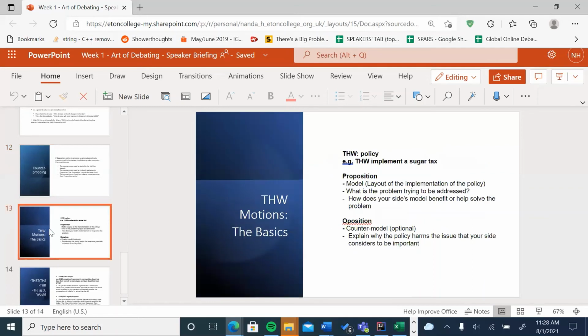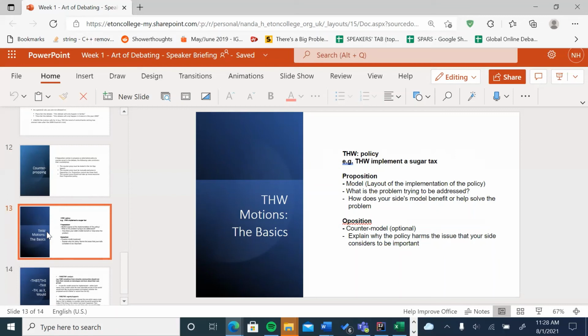So the final thing I'll just discuss is the types of motions. There's a few types of motions. The first and the simplest that you'll come across is this House would, such as this House would implement a sugar tax. All this means is that the proposition is passing a particular policy using a particular model, which is the exact implementation of that policy.